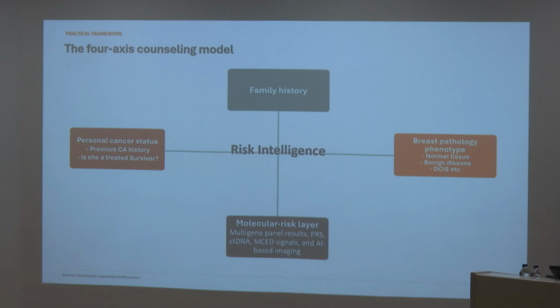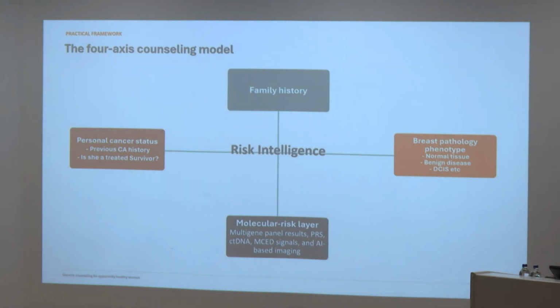I have talked about the 4-axis counseling model: the family history axis, the breast pathology or phenotype axis, the personal cancer status axis, and of course the molecular layer axis. It will of course include the genetic testing, the genetic background of these people, including the polygenic risk scores, and ctDNA test results and multi-cancer early detection signals, as well as AI implemented, especially radiology.